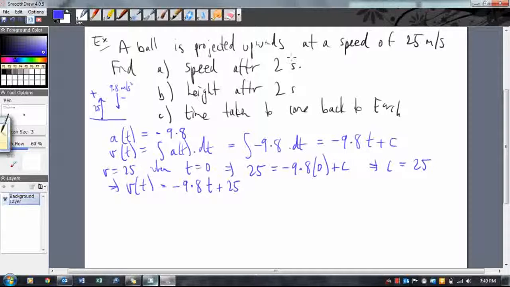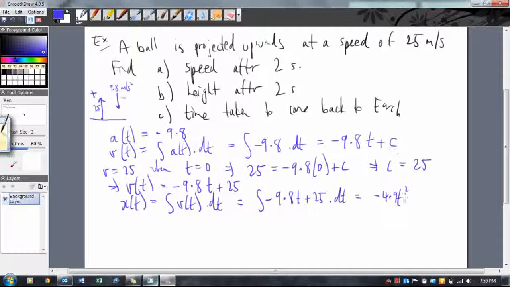So we're after its speed after 2 seconds. The next question wants us to find the height, so I might as well just find the position function while we're at it. So x of t, its position, will be the integral of v of t. We're going to integrate again to find our position function. So that's equal to the integral of negative 9.8 t plus 25 dt, and that's equal to negative 4.9 t squared plus 25 t plus a new constant of integration d.